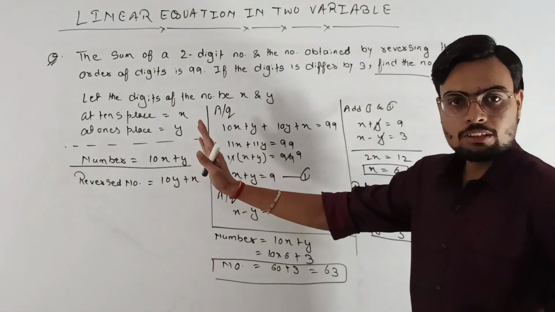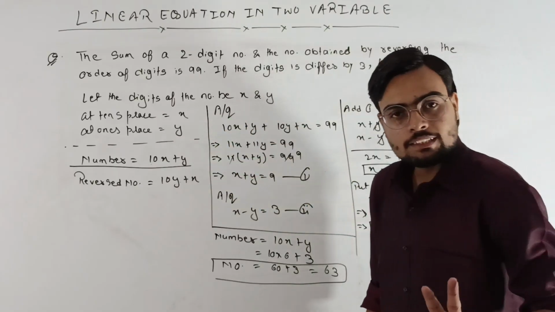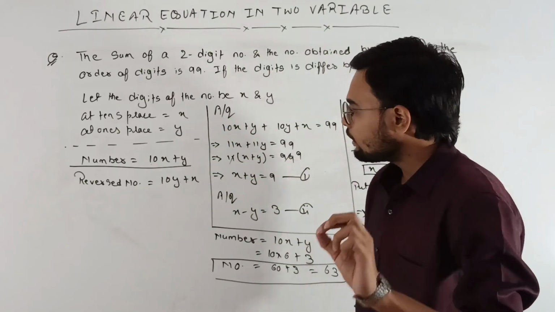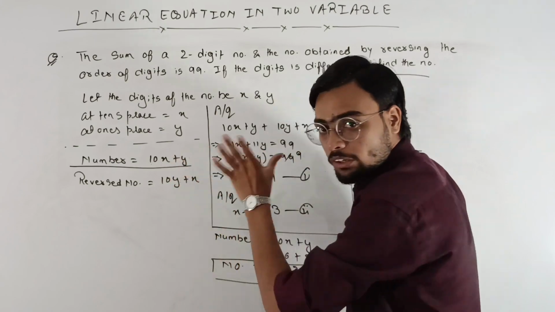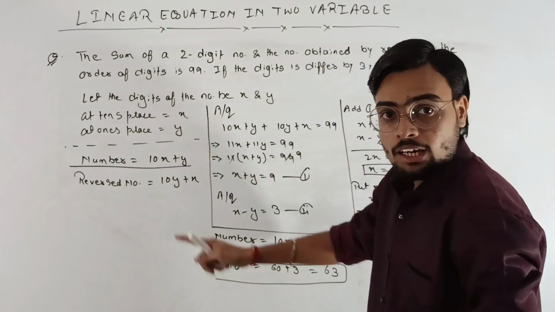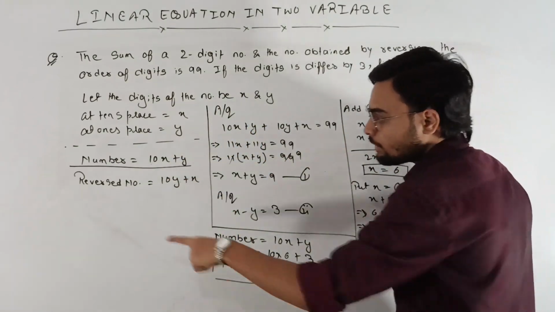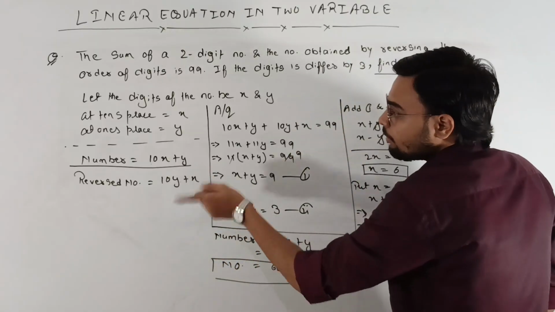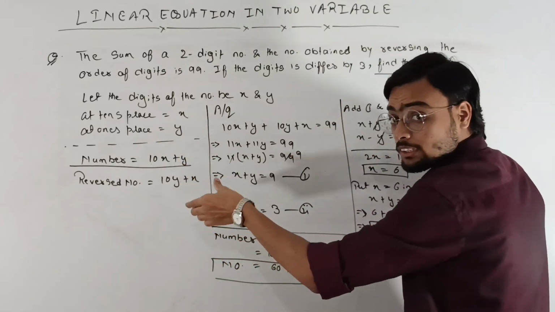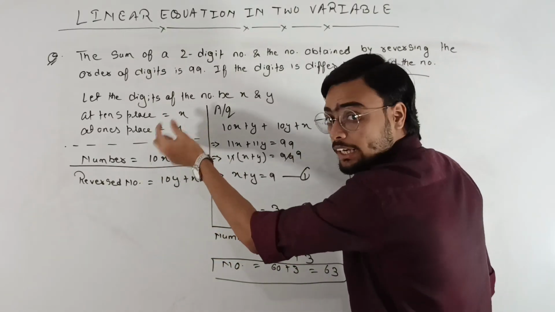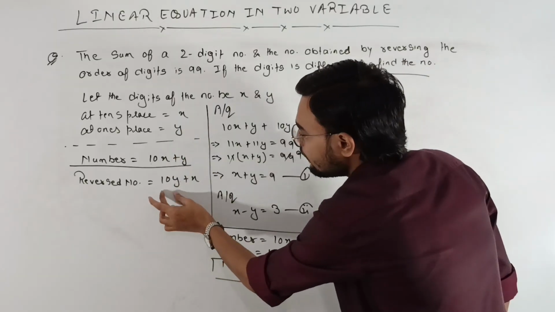Now after assuming these digits, second step, you form the number. You form the original number. So original number is 10x plus y. Now after forming the original number, again we form the reverse number. So reverse number is 10y plus x, because the digits are reversed, which means y comes at tens place and x comes at ones place. That's why 10y plus x.